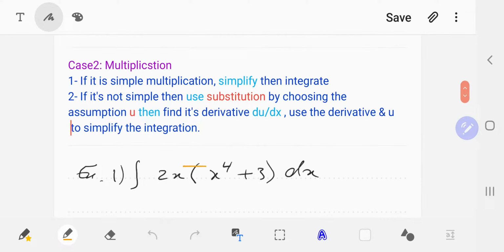Okay, as we said in the other video, you may have more than one shape of the integration. It could be addition, subtraction, or composite. That was our first case. And it could be multiplication. Now, if it's multiplication, then we may have simple multiplication that can be simplified and then integrated directly. Like this example, we can distribute the 2x by the bracket.